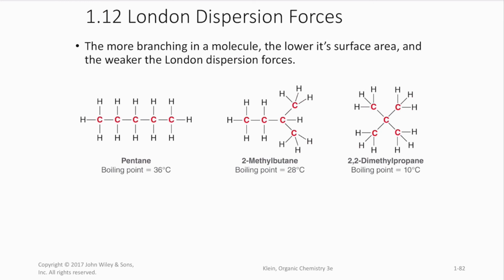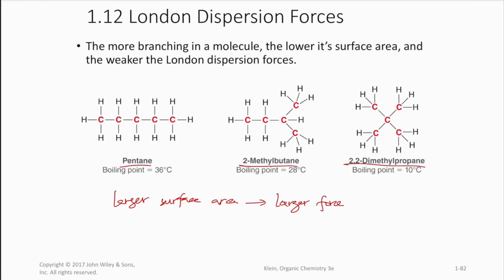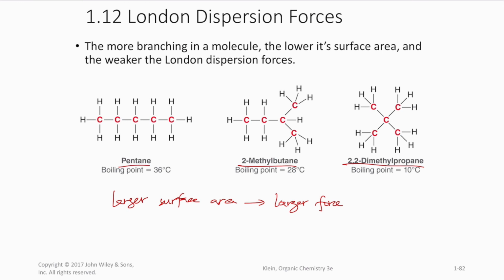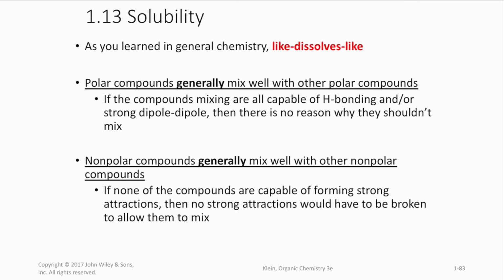The same thing happens with the surface area. Even if you have the same number of carbons, the larger the surface area, the larger the force. For example, pentane, 2-methylbutane, and 2,2-dimethylpropane have the same number of carbons and the same number of hydrogens, but the only thing that differs is the surface area. So as the surface area reduces, automatically the London force starts to decrease.